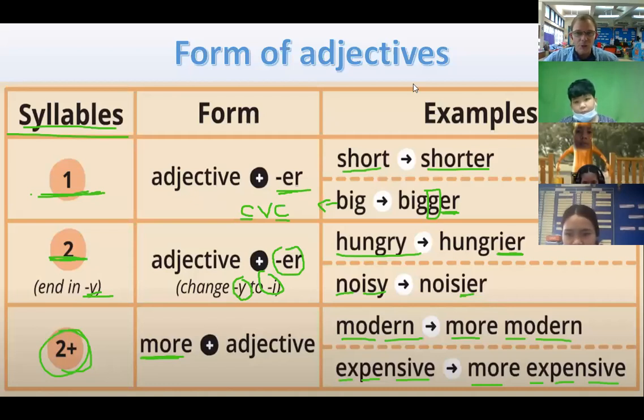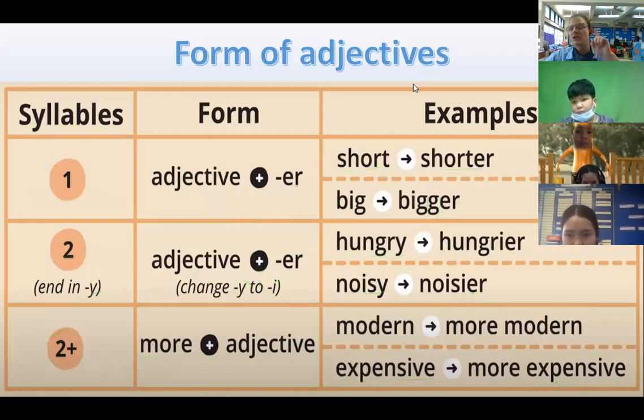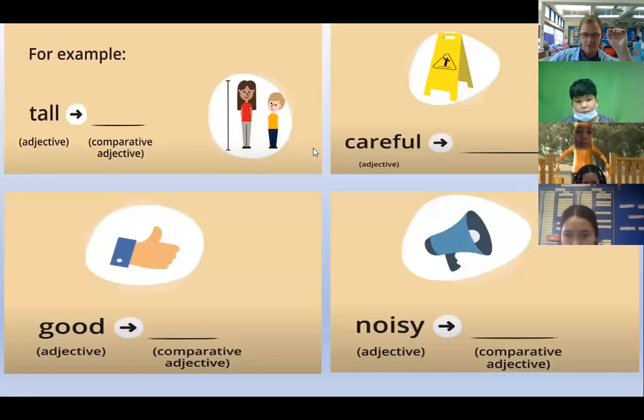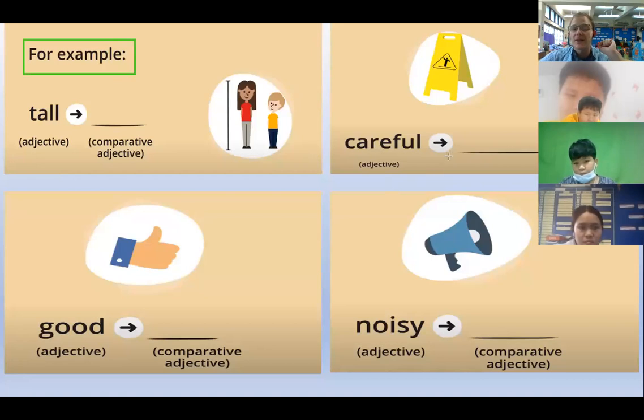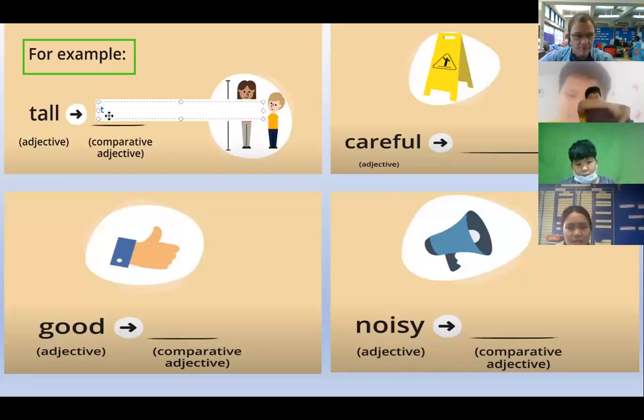Let's look at a few examples before we start answering the questions. The first one on the left-hand side is tall. Taller. Wait, one at a time, Tan, one at a time. So you say taller. How do we spell that? T.